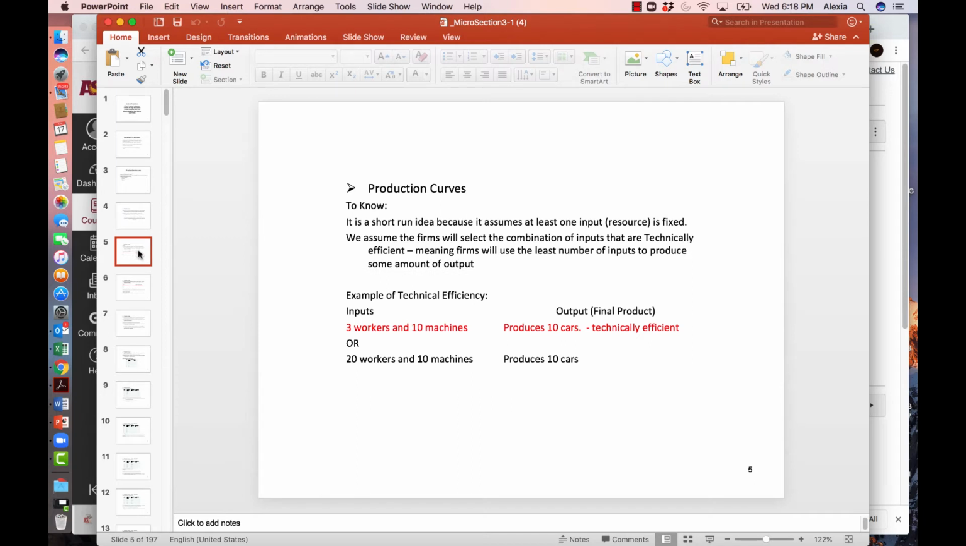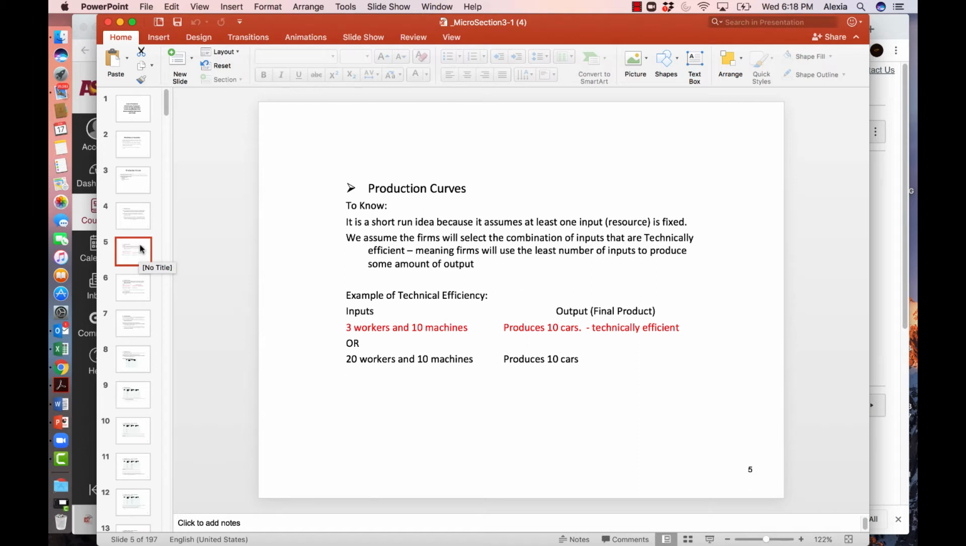So as an example of what we mean by technically efficient, the easiest way is just to give this. If you were a company and I told you, in order to produce 10 cars, you've got two choices. You could either use 3 workers and 10 machines, and that would get you 10 cars produced, or you could hire 20 workers with the same 10 machines and still only get 10 cars.